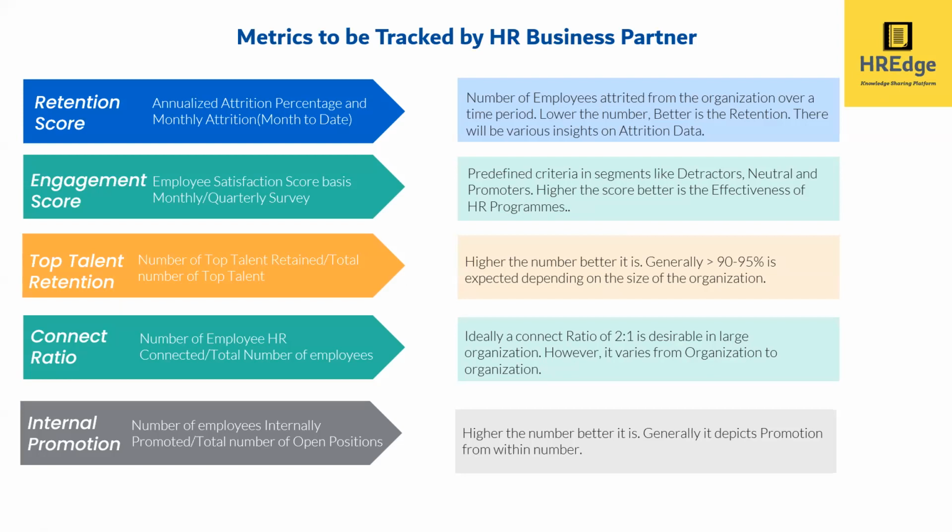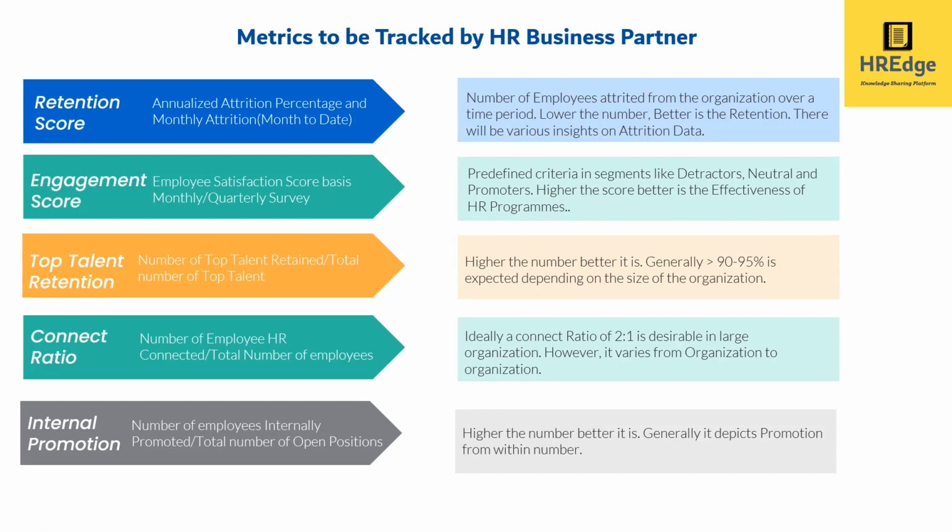We calculate attrition percentage either on an annualized basis or on a monthly basis. However, it is advisable to keep track of your attrition on a monthly basis, on a quarterly basis, as well as on an annualized basis. Attrition is calculated as the number of people who left the organization divided by the average headcount for a particular period of time. Say, for example, if you are calculating attrition for a particular month, then we will take the number of people who left during that month, that is 1st to 30th or 31st, divided by the average headcount of that month.